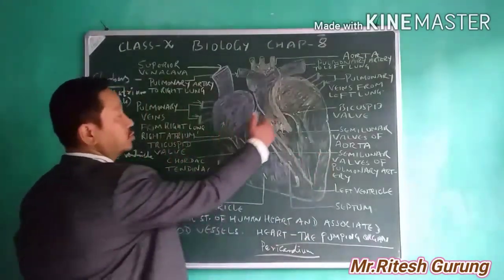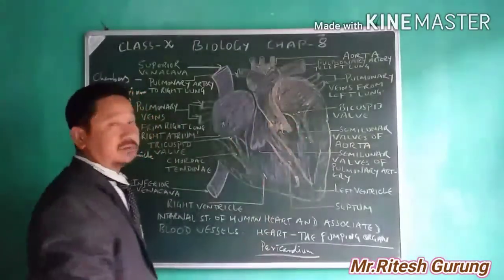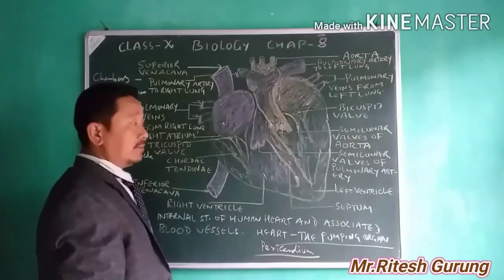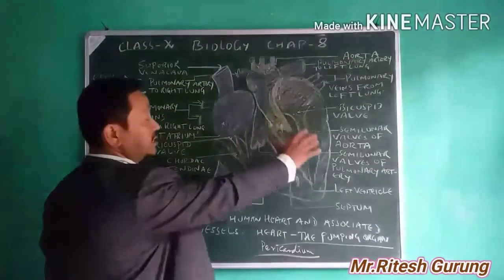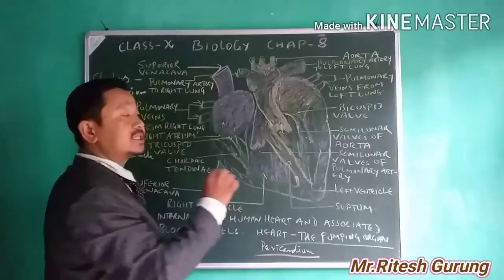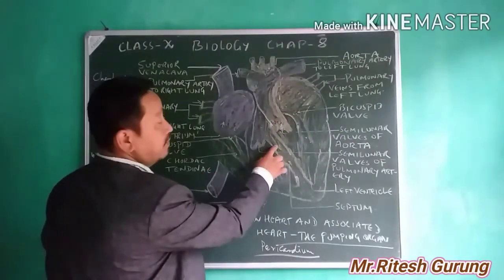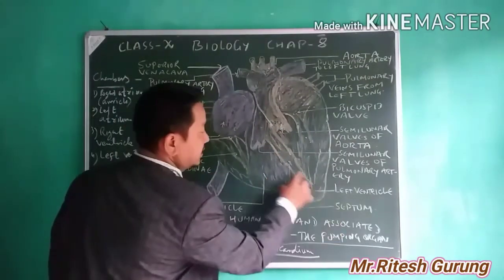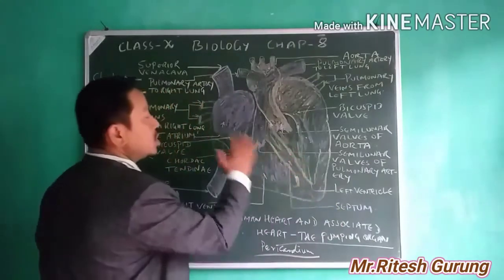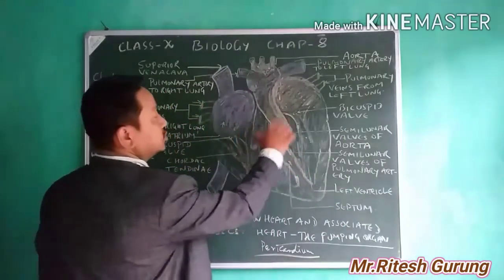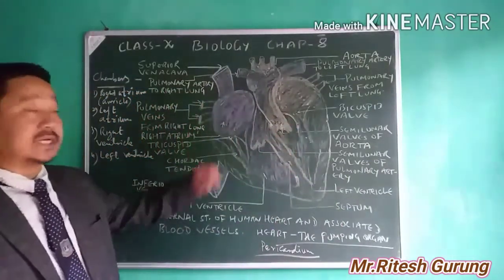And these two sides, the left side and right side of the heart, are separated by means of this partition called the septum. See here, this is called septum. This is the septum which partitions these two sides of the heart, right and left.